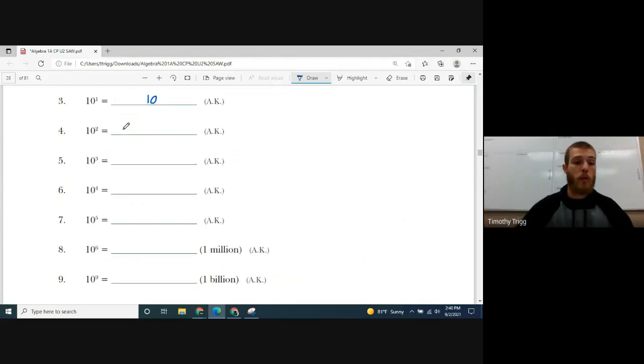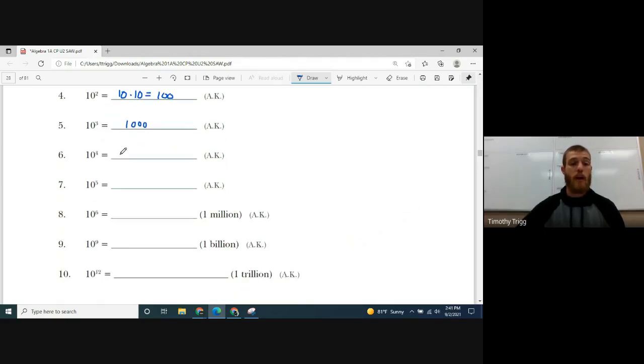10 to the power of 2, well, that means 10 times 10. Well, that's 100, isn't it? 10 to the power of 3, that means 10 times 10 times 10. So that's 1,000. 10 to the power of 4 means 10 times 10 times 10 times 10. So that's 10,000. Notice when it comes to powers of 10, it just adds more zeros. So 10 to the power of 4, there's going to be 4 zeros, for example. 10 to the power of 5 will have 5 zeros. So see if you can do the rest of these on your own.